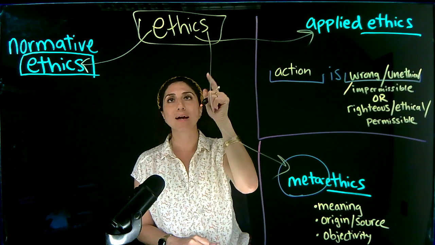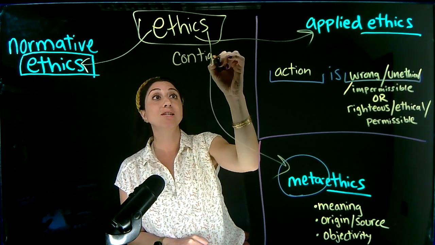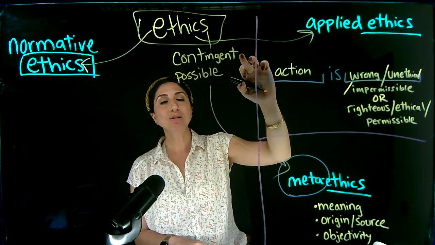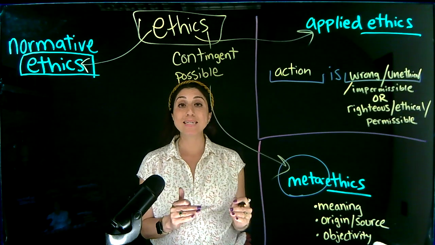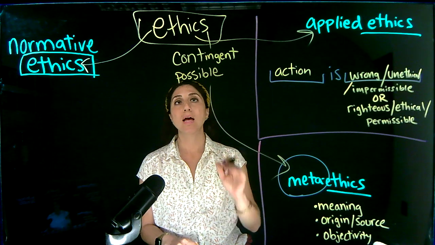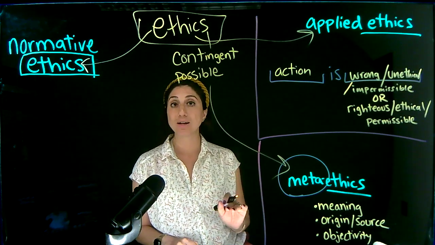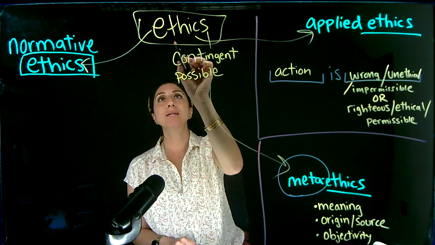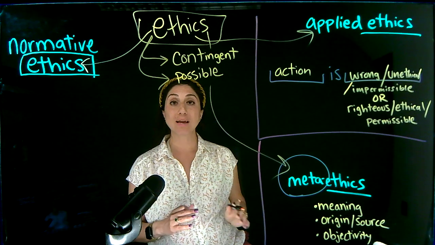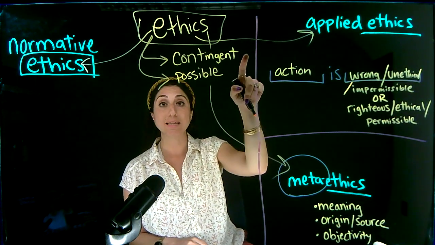And in ethics, you're asking the questions that have to do with what is contingent and what is possible. Contingency means that it does not need to happen. It is not necessary. It's possible that it doesn't happen. And possibility means that it can happen. It also can not happen. And when you're dealing with ethics, you're dealing with scenarios or questions that are in the realm of things that can happen but don't need to happen.